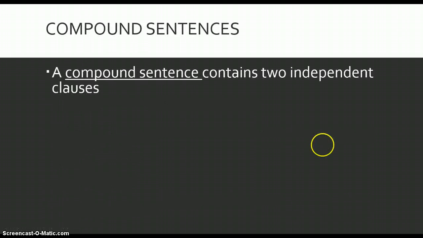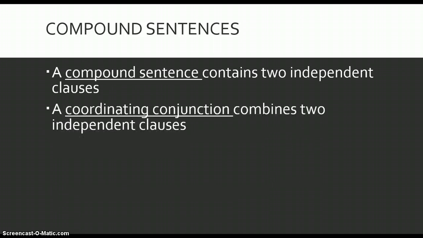Let's think about what a compound sentence is. Well, a compound sentence contains two independent clauses. And when we talked about simple sentences, we talked about an independent clause as having at least one subject and one verb. Now in a compound sentence, we have two independent clauses. And we're going to use something called a coordinating conjunction to help us combine our two independent clauses.